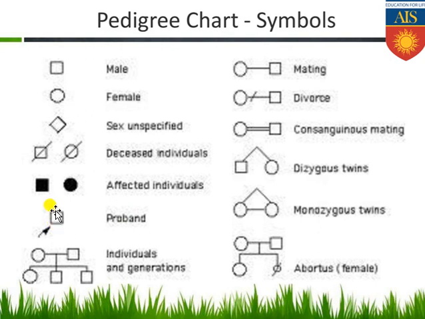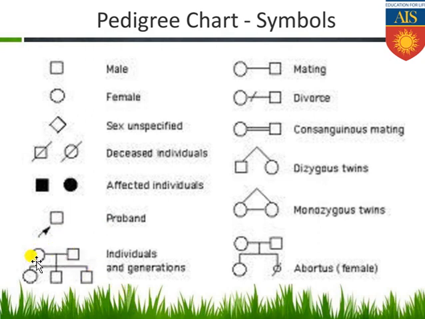If you see this symbol where an arrow is given with a small empty box or square, this means proband. If this symbol is present in any pedigree chart or diagram, then from that specific individual the further determination of disease transmission or trait transmission will be done.